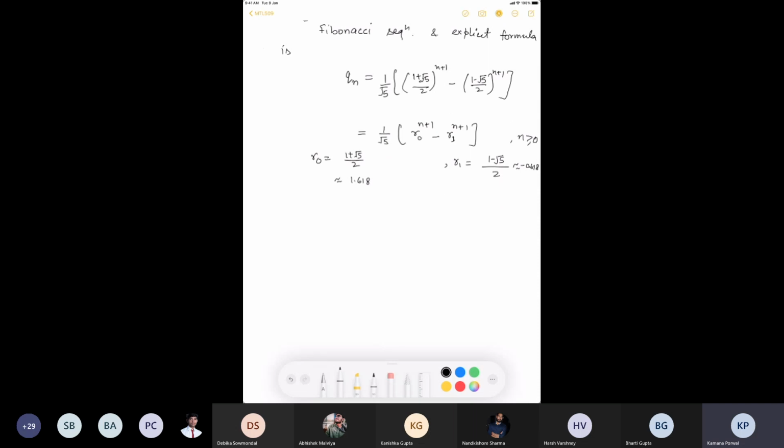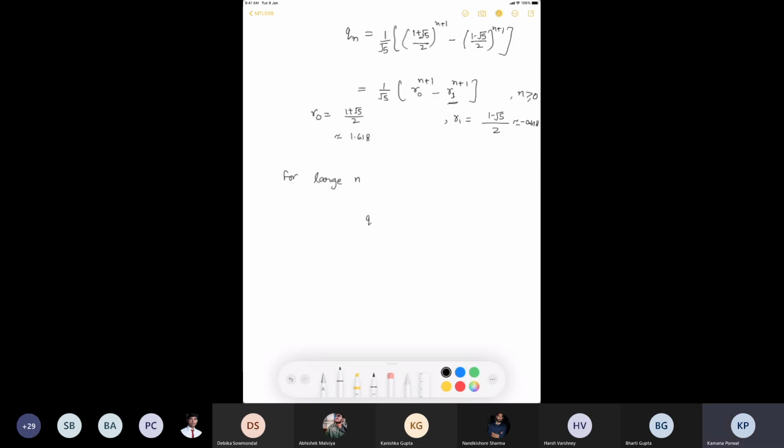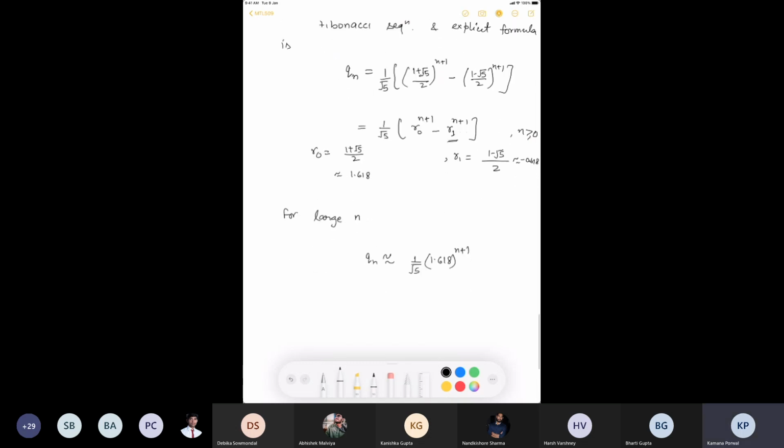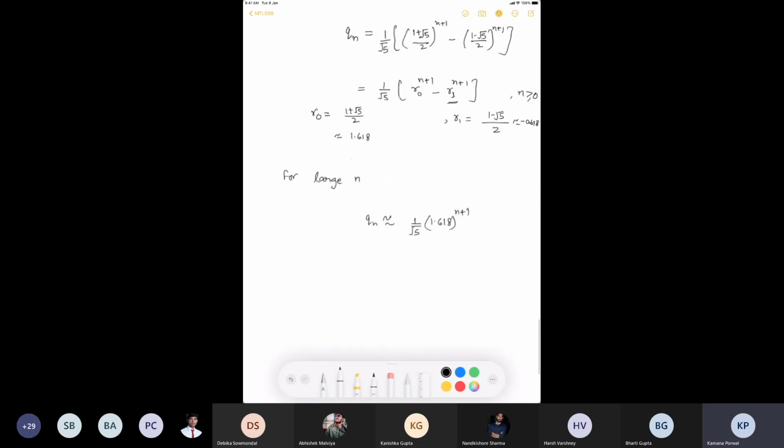Here I can ignore this term for a very large value of n. So Qn is going to be approximately 1 by root 5 times 1.618 raised to power n plus 1. Okay, let's go back and see what we have got. Let's give it a number, so this is 4. So we have got the approximate value of Qn.